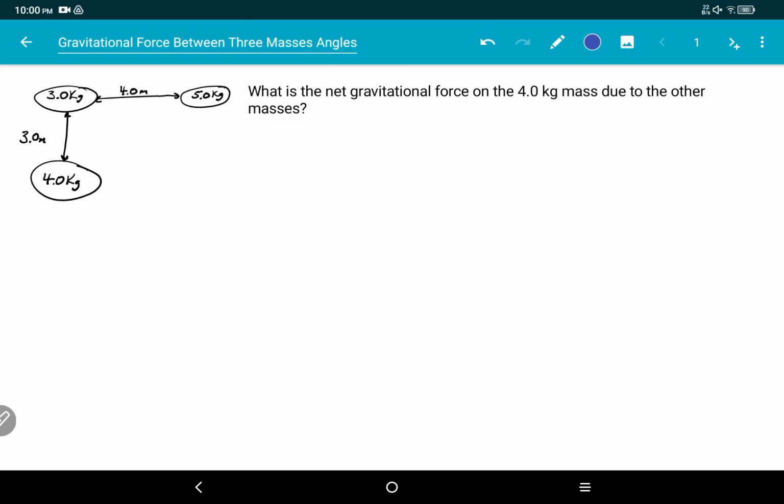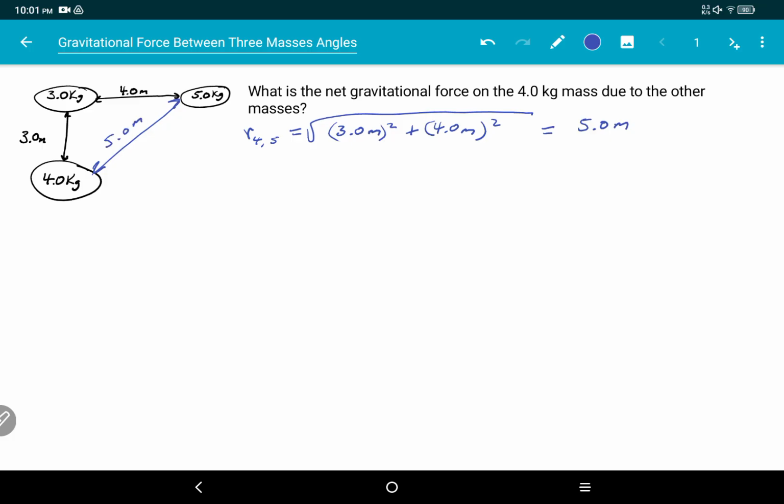So here we go. First of all, we need to get the distance between the 4 and the 5. Well, that's just the Pythagorean theorem. So r_4,5 equals the square root of 3.0 meters squared plus 4.0 meters squared, and I'm sure you know this is the common 9 plus 16, 25, so the square root of 25 is 5 meters. So this has a distance of 5 meters.